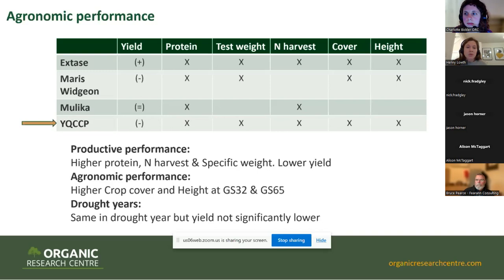During the trials, we had 2 years that had particularly dry springs and summers, so we classified these 2 years as drought years. We also looked at the varieties and how they performed specifically in those drought years. We found that YQ still performed significantly better in the same areas as it does in the non-drought years, but the yield wasn't significantly lower than the Siskin.